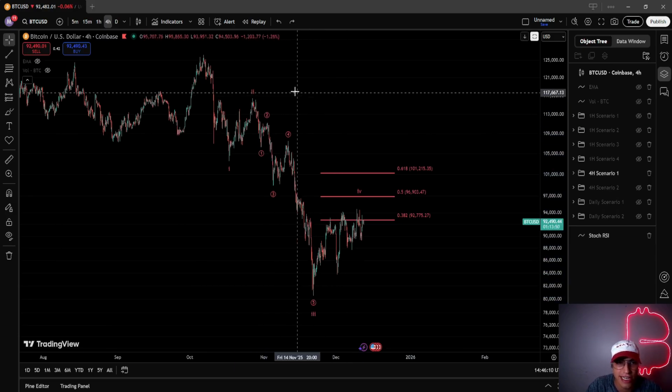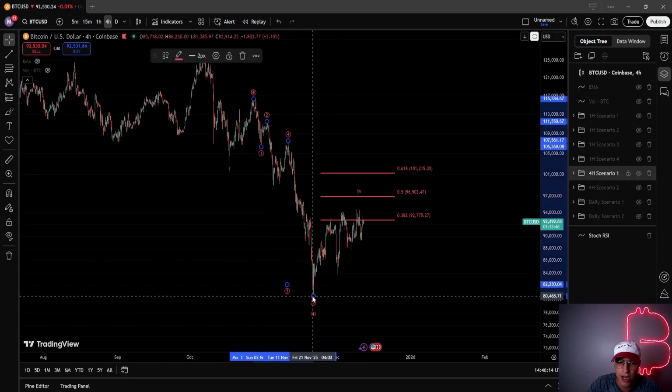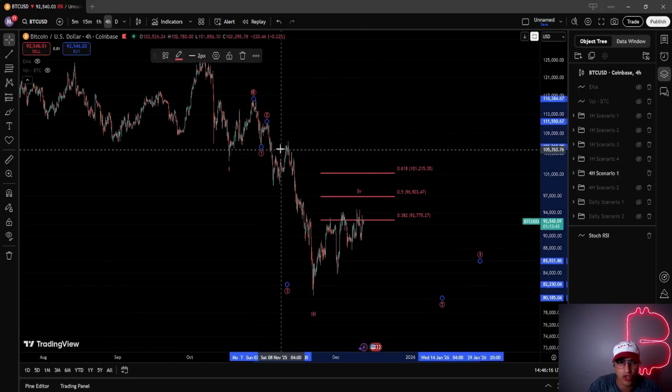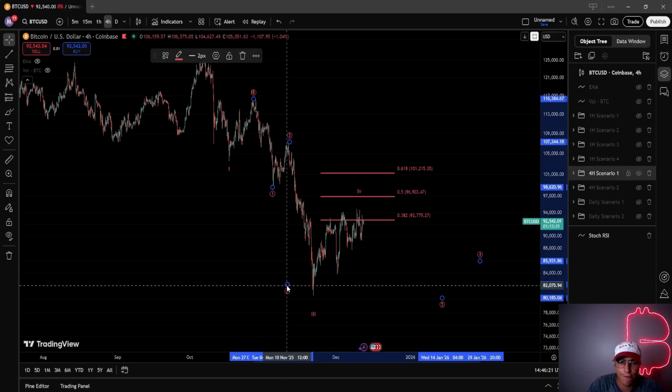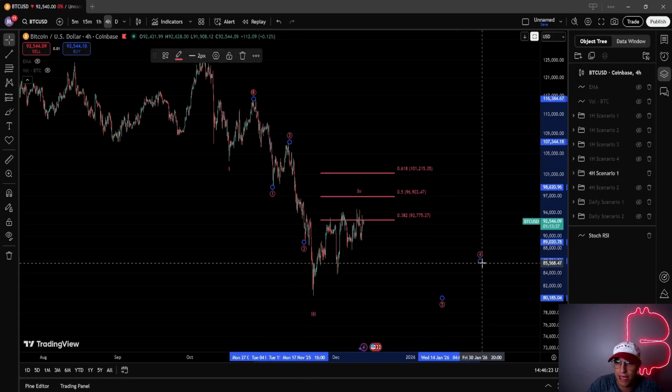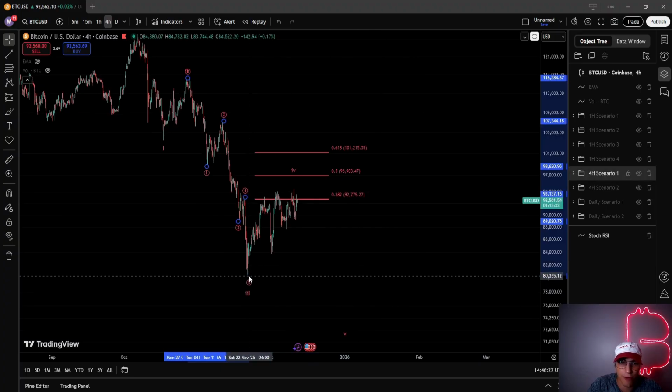This isn't actually the main one. We can look at something along the lines of this, right? If I move these around now just to show you, we can look at a 1 2 and then followed by a 3, maybe a 4 over here, and a wave 5 down, finishing the 3.